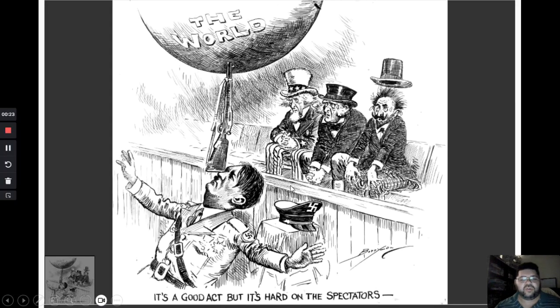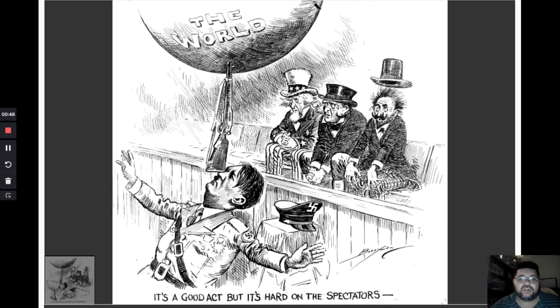So, here is your warm up picture. Now, the question is asking you to really not pay attention to Hitler, but look at those three guys in the back. The guy with the stars on his hat, that is Uncle Sam. He represents the US. The guy in the middle with the hat still on his head, that is Britain. And the last guy with the hat coming off his head, that's France.